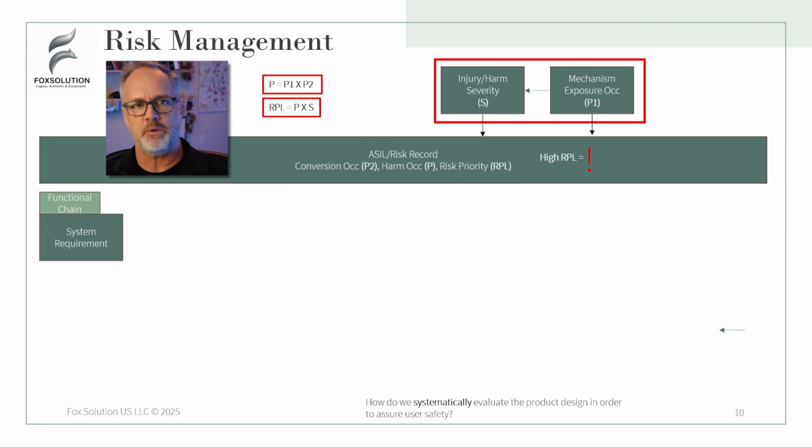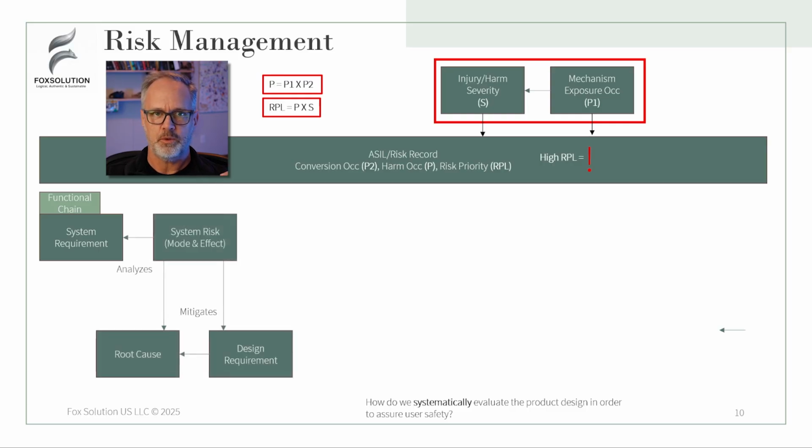So when we move down into the evaluation of the design, we're going to look at the system requirements as they're related to these system functional chains. So what are we trying to deliver across the system? The system requirement is an outflow of that overall functional chain, and it's a characterization of what we want to get out of the functional chain. And we're going to evaluate each one of those system requirements for the potential risks. And those system risks then are going to have root causes and mitigations that are design requirements.